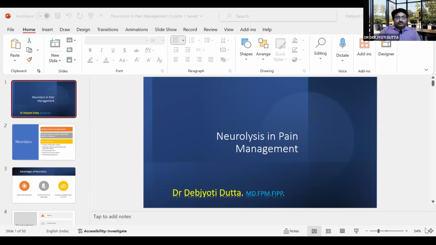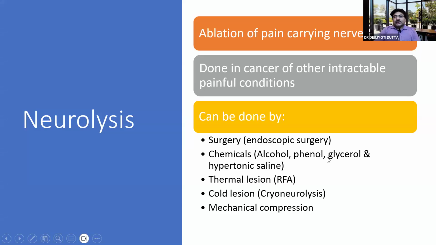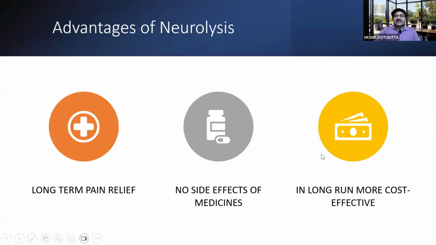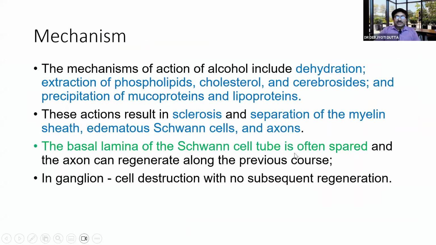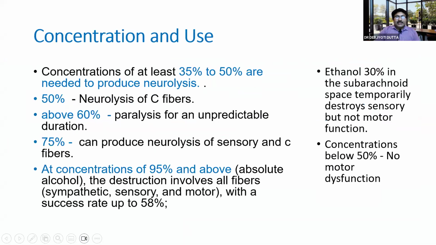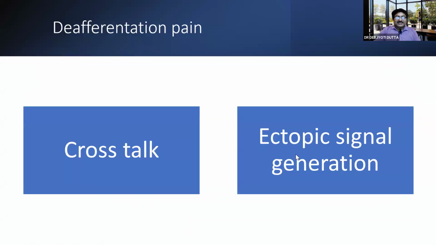So I'm just opening the slide for those details. Okay. So as I told, there are ways of neurolysis like surgery, chemical neurolysis, thermal neurolysis, cold lesion, and mechanical compression. So these are all the ways of neurolysis. Neurolysis gives the advantage of long-term pain relief, no side effects from drugs, and in the long run, it is also cost effective. I'm not going into the details of the mechanism, which I have already discussed.